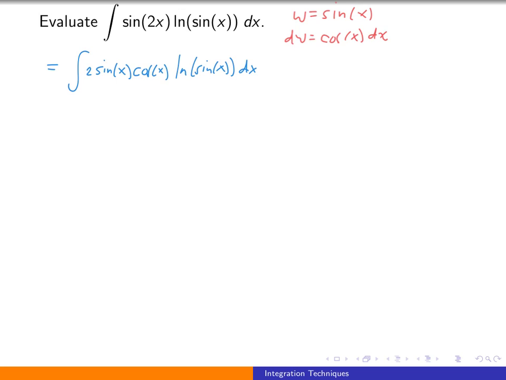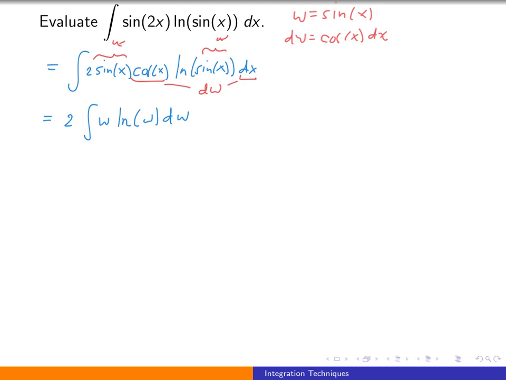This entire integrand can be expressed solely in terms of w. So sine x is going to be w, and the cosine x dx term is going to be dw. And those sine x's would be w's. So rewriting in terms of the variable w, we have that this will be 2 times the integral of w natural log of w dw. So we have applied the substitution, and now the resulting integral needs to be evaluated.